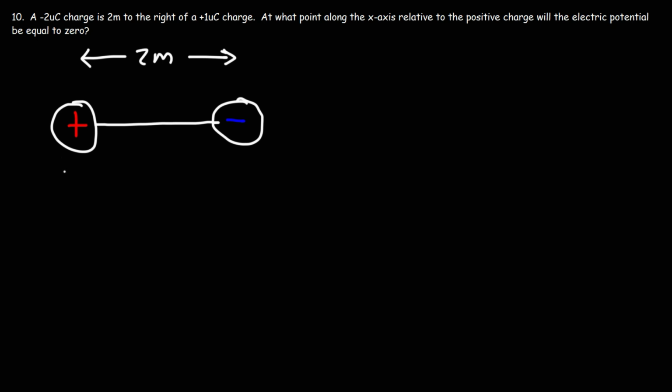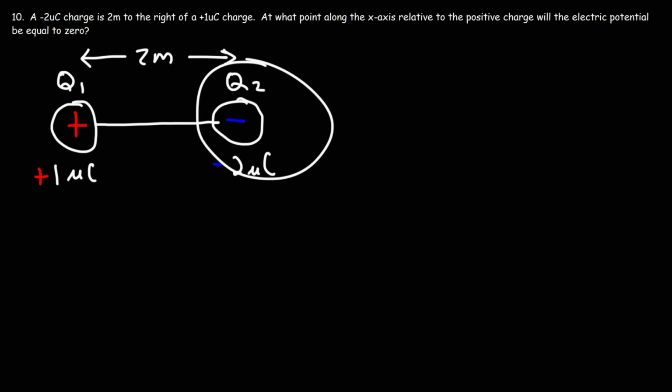Now let's call this Q1. We're going to call this Q2. Q1 is positive 1 microcoulomb. Q2 is negative 2 microcoulombs. So it's not going to be 0 at the center because this is bigger. It's going to be negative at the center. So it's going to be closer to the smaller positive charge.